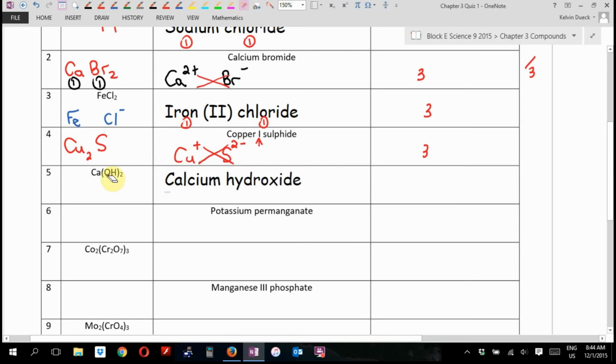Matt, my friend, how many O's are there inside the brackets? How many H's are there inside the brackets? For a total of? And then what number is right here? For a total of? And then how many Cas? For a total of?